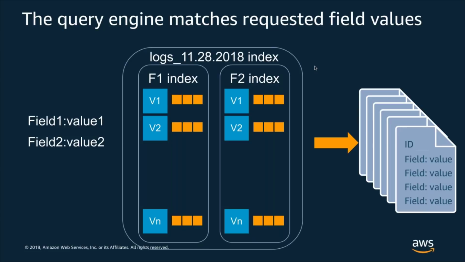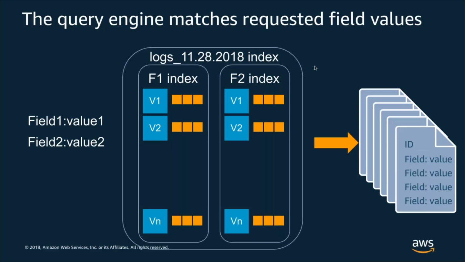Each of those value entries points at what's called a posting list, which is a list of all of the documents that contain that value for that field, right? So this is called a reverse index. This is a kind of core data structure for search engines.